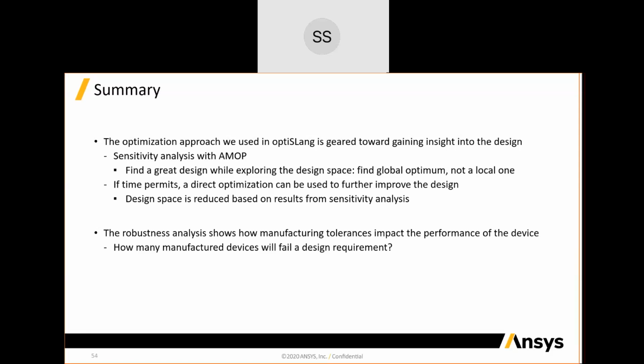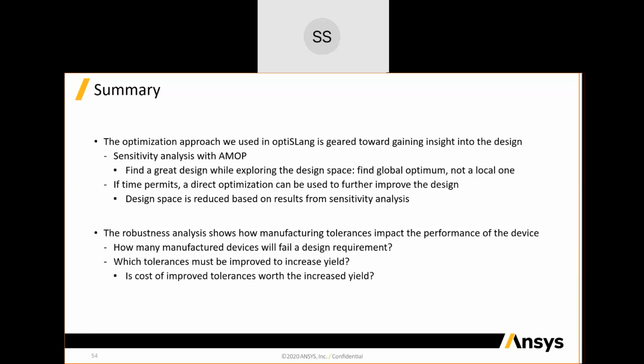And then in the second part, we looked at, once we take this optimized via design, we go into manufacturing. What do manufacturing tolerances do to the performance of all these manufactured devices? How many of them will fail a certain design requirement? And then more importantly, what tolerances do we have to improve to increase the yield? And then we can ask the question, is the cost involved with that worthwhile for the improved yield?